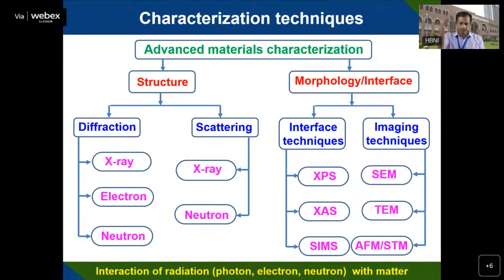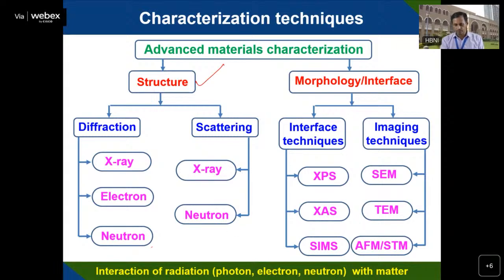For advanced materials, there are two types of study we require: one is structure, another is morphology or interface. For the structure of the material we need two techniques: diffraction techniques and scattering techniques. In diffraction, we will cover mainly X-ray diffraction, electron diffraction, and neutron diffraction. In scattering, we will mainly focus on X-ray scattering and neutron scattering.